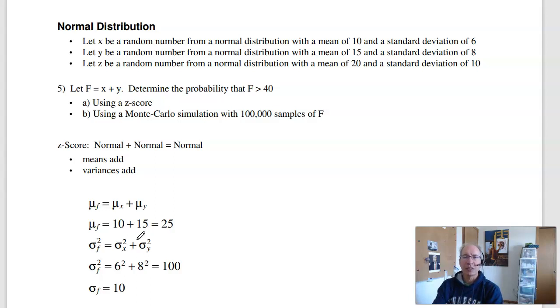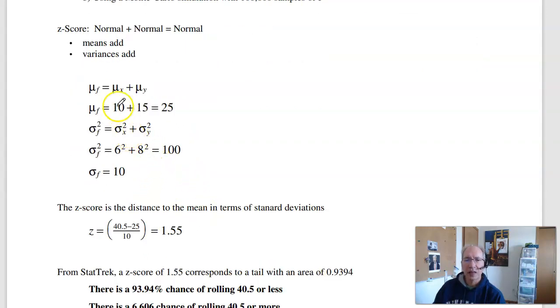Number 5 and 6 deal with the normal distribution. A property of normal distributions is when you add a normal to a normal, you get a normal distribution. So if I take x and y, add them together, the means are going to add. The mean becomes 25, and the variance adds. That's the oddity about normal distributions. It isn't the standard deviation that adds, it's the variance. So 6 squared plus 8 squared is 100. Take the square root, 10. So f, the sum of x and y, has a mean of 25 and a standard deviation of 10.